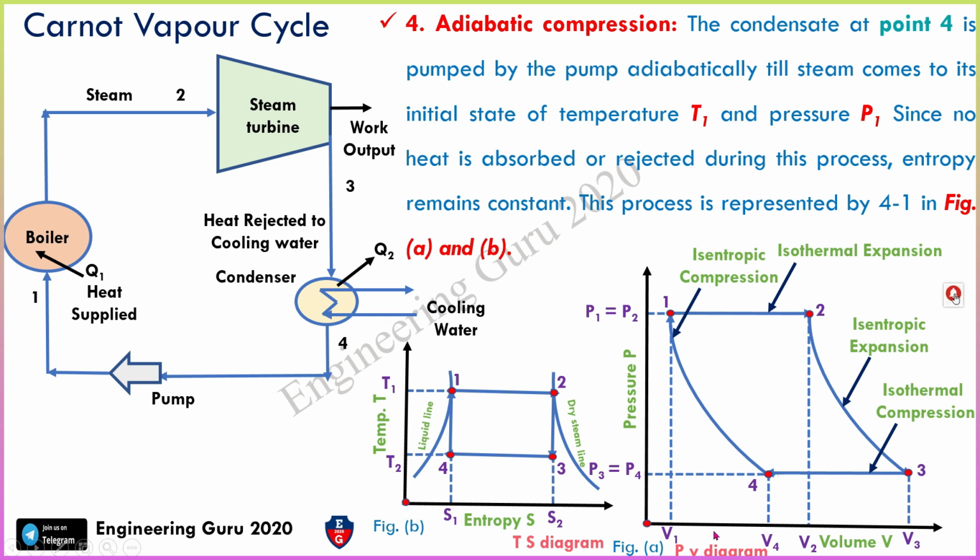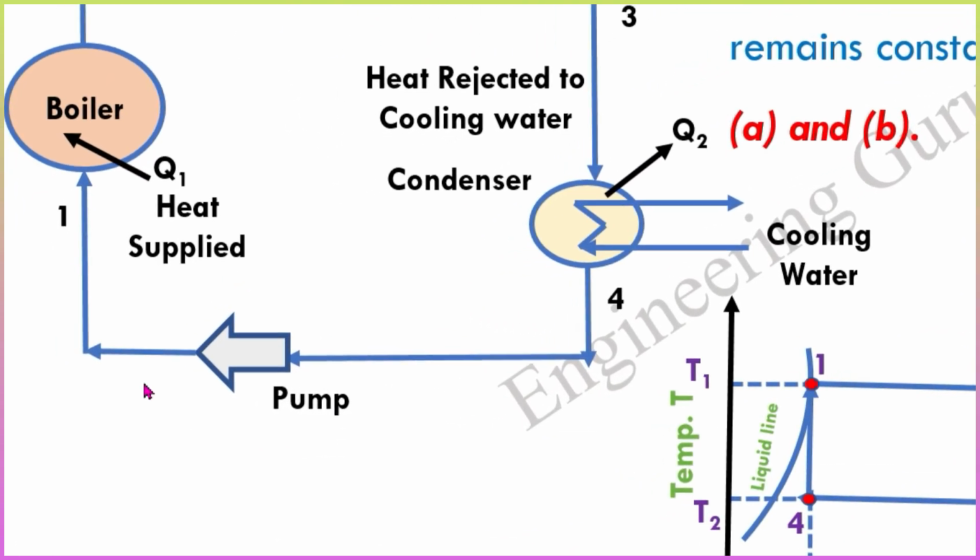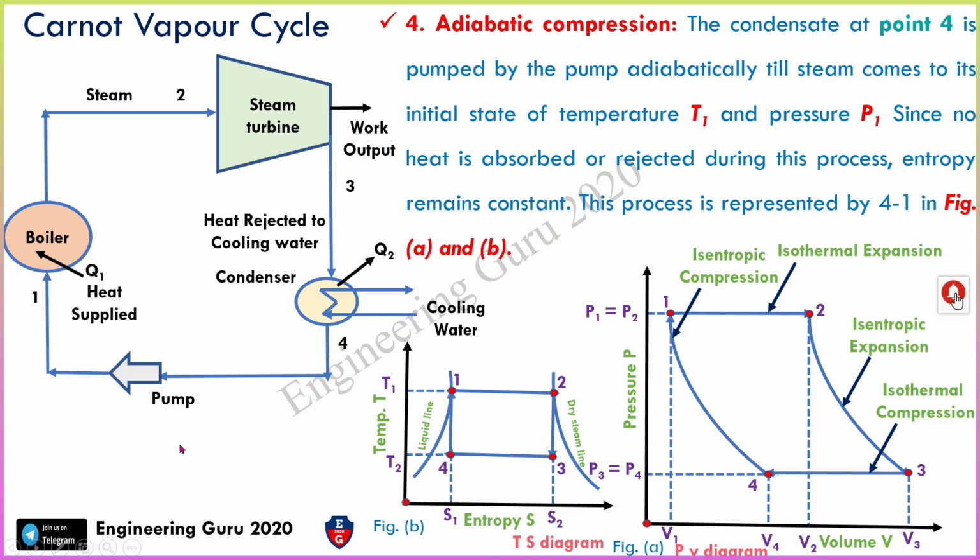I will share some most important points. So many YouTubers, so many books. Here it is shown, this is a compressor. But in the Carnot vapour cycle, a pump is used. Why is a pump used? Because after the condenser, water and some amount of heat enter into the pump, and this pump pushes the water into the boiler. So that's why the pump is used here.